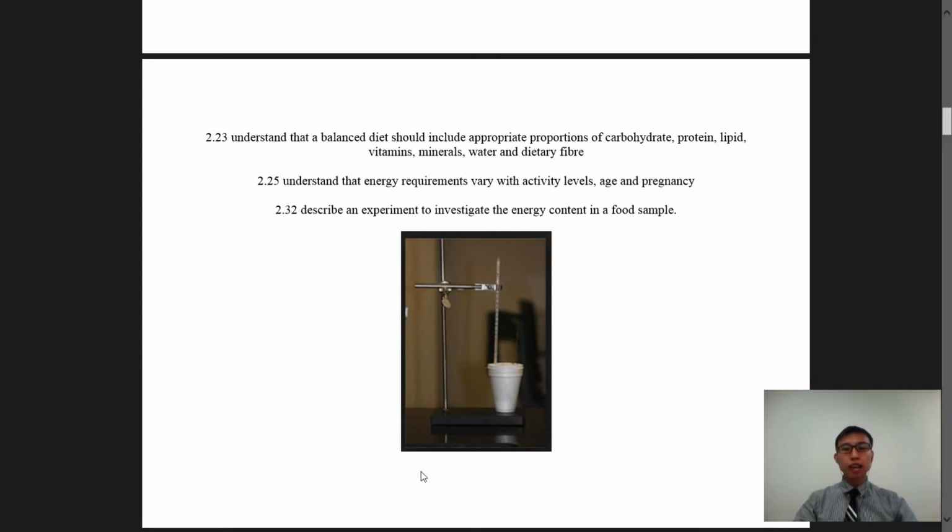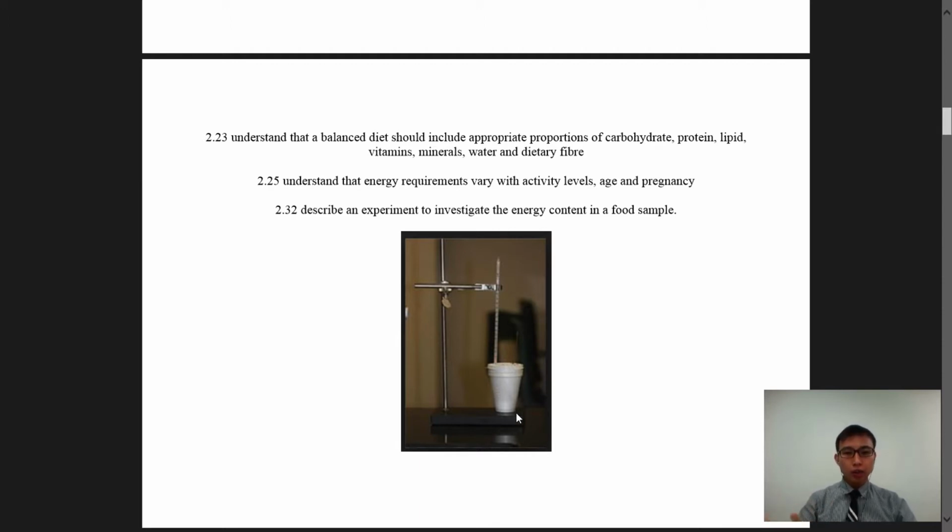Here you see a simple setup for the calorimeter experiment, but not, and it's emphasized, not for looking at the energy content of a food sample. So first of all, this cell tells you that you need a thermometer. Basically you will be able to measure the temperature change.